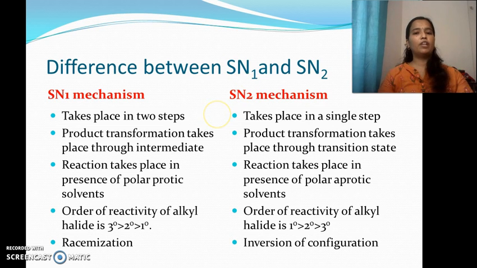This is the nucleophilic substitution reaction in haloalkanes. Hope you have understood this.